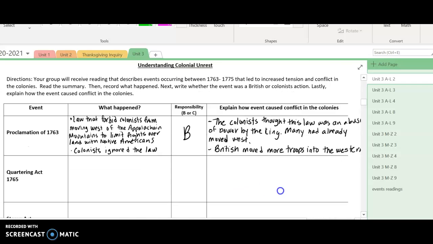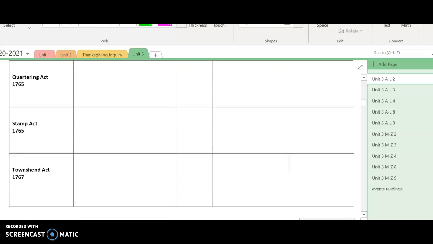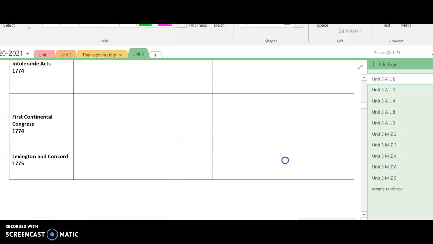So you're going to continue reading about each event until you get through this graphic organizer on pages 6 and 7.